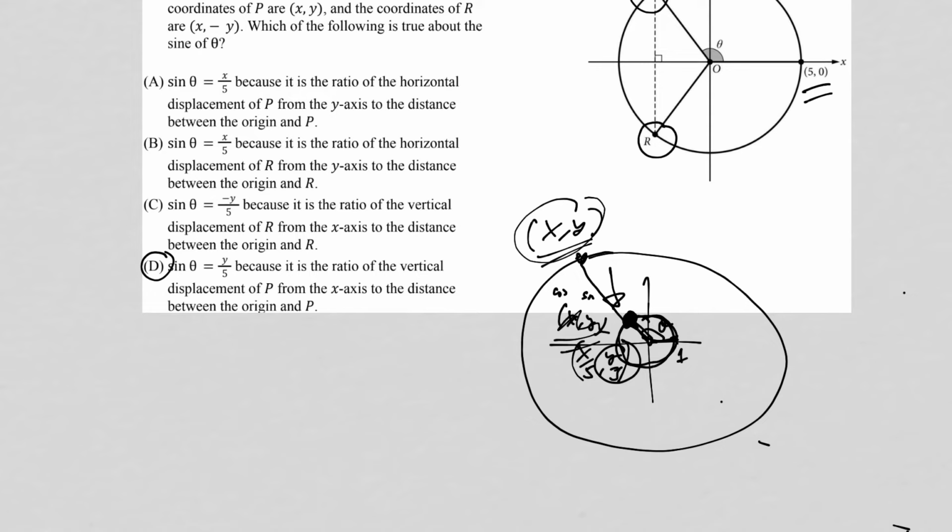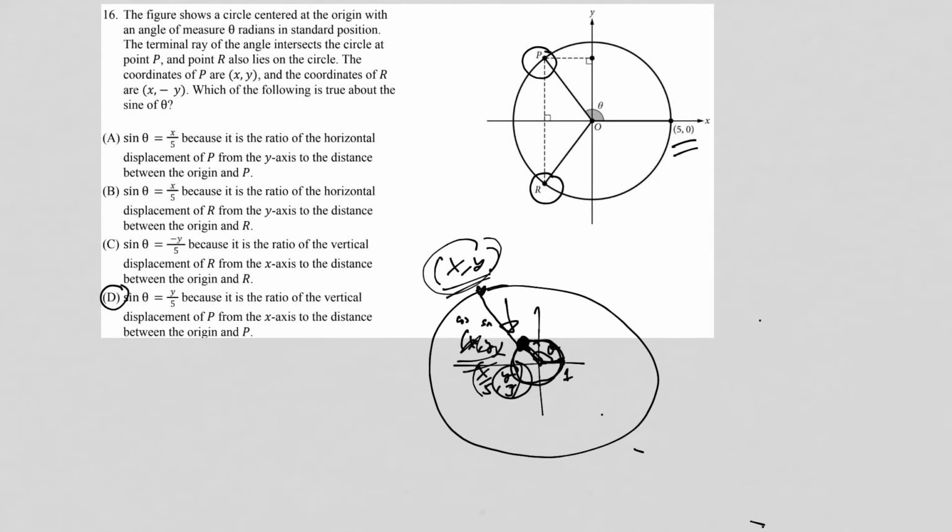I could imagine somebody saying C, because they're saying, well, isn't sine negative? Sorry, no, it's D. Sine is positive in quadrant 2 also. So it is D, because the ratio of the vertical displacement is y over 5. If it was cosine, I can imagine someone putting a negative there, but it's just y over 5.